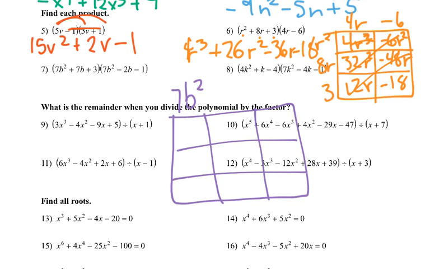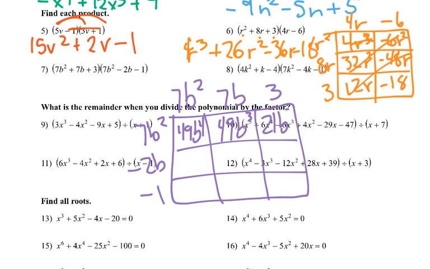So 7b squared, 7b and 3, 7b squared, negative 2b, negative 1. So we'd get 49b to the 4th here, 49b cubed, and 21b squared. Then negative 14b cubed, negative 14b, and negative 6b, b squared here. Negative 7b squared, negative 7b, and negative 3.